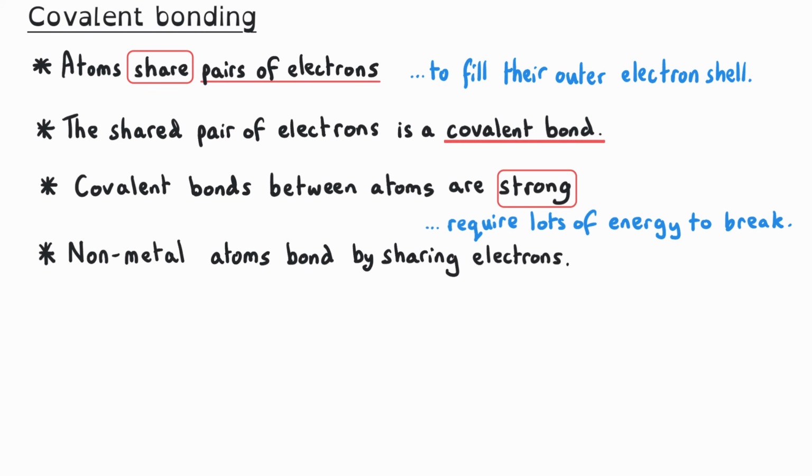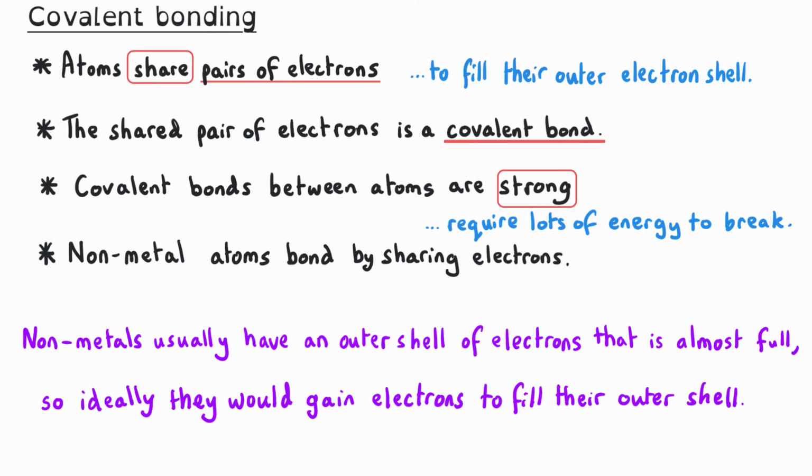And the type of atoms that form covalent bonds are nonmetals. They bond together by sharing electrons. And this makes sense if you consider the fact that generally nonmetals need to gain electrons to fill their outer shell that is usually almost full. And so if two atoms both need to gain electrons, the only way that they could do that is by sharing electrons, because they couldn't transfer electrons between one and the other and then both have a full outer shell.